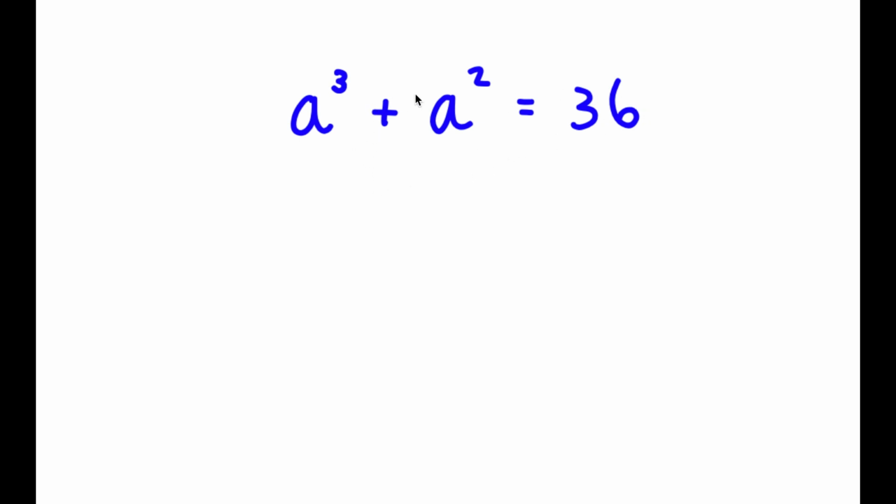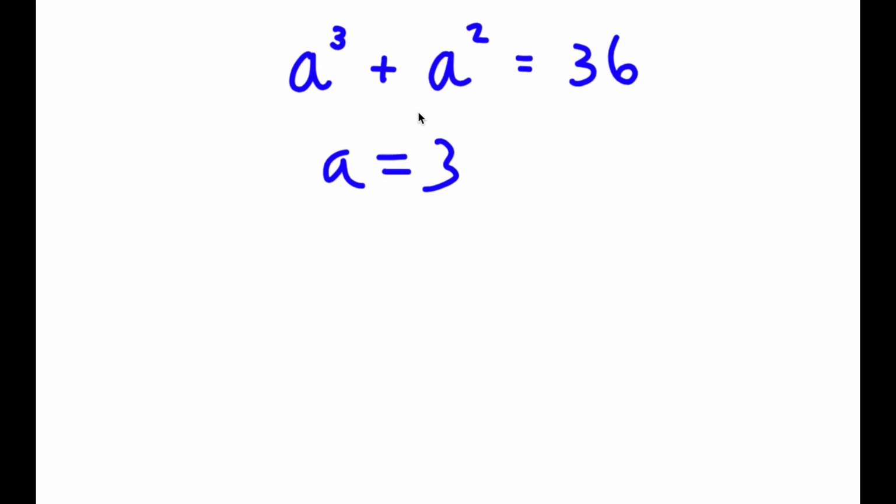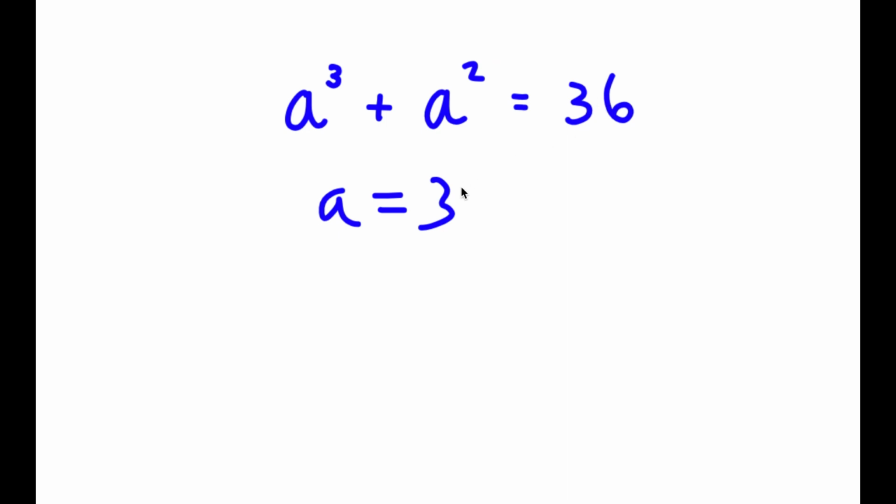If we plug in 2, we get 8 plus 4, which is 12 equals 36, which is wrong. If we plug in 3, we get 3 to the power of 3, which is 27. 27 plus 3 squared is 9. 36 equals 36. So a equals 3. This is one solution of a. And now that we found one solution of a, we can use this later.